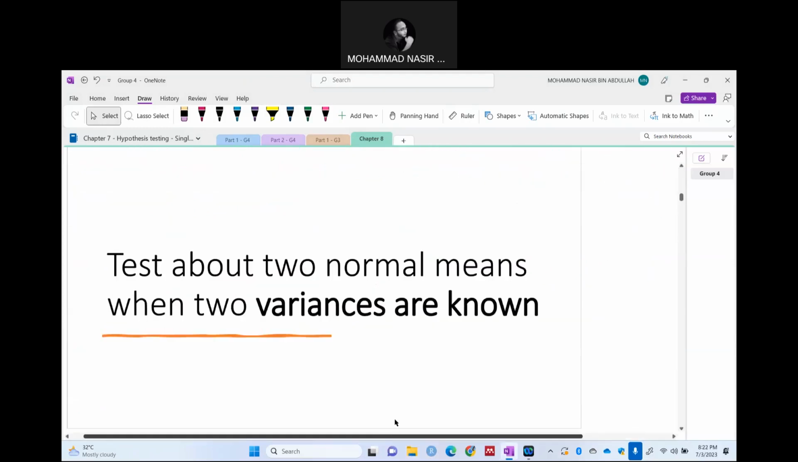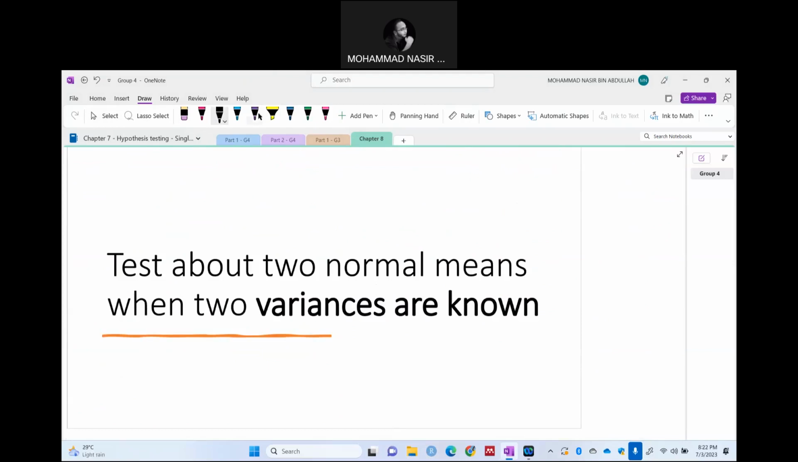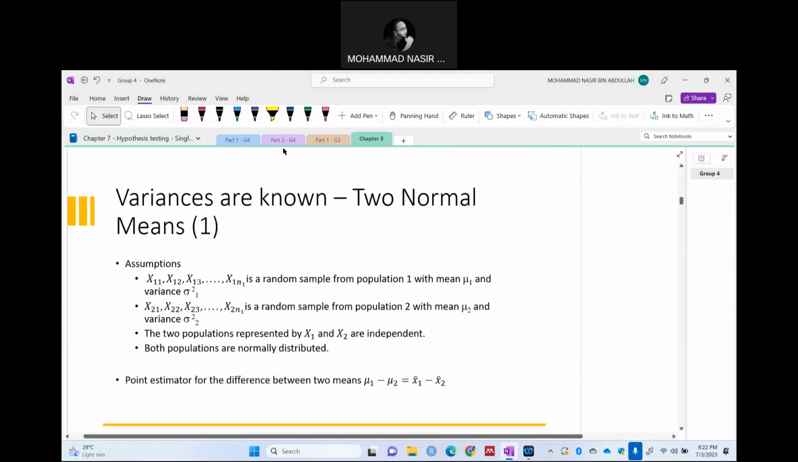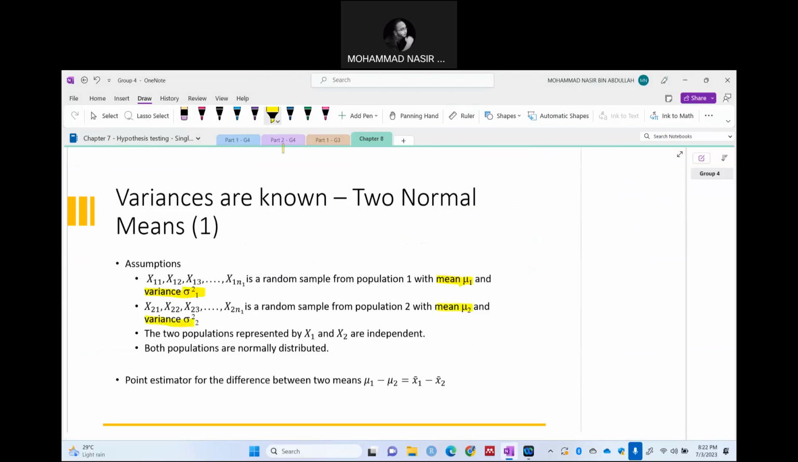So test about two normal means when two variances are known. This is the first condition that we're going to look at when the population variances are known. When the population variance is known, we're going to look at the assumptions. The first assumption is let x1 until xn be a random sample from population 1 with mean equal to mu1 and variance equal to sigma square 1. And the same goes for population number 2, right? The two populations x1 and x2 are independent, meaning that they are not related. Right? These two populations should be independent.